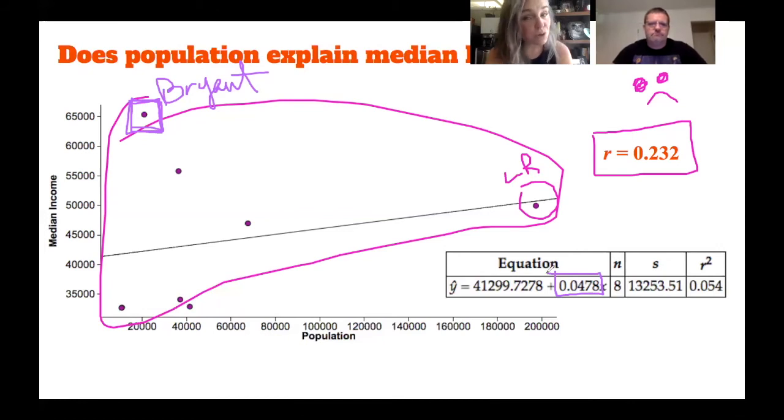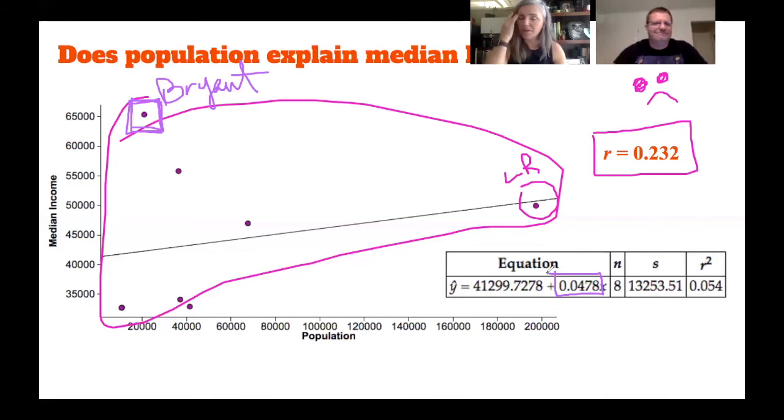So it is true that the slope is positive. So the larger the population, the median income is coming up. Sort of, but that R value's low. So what do I do about this? Well, again, I'm going to go back to what's on the Y, the median income would go up by 4 cents for an increase in population. So every time you increase the population by one, the median income goes up by 4 cents.